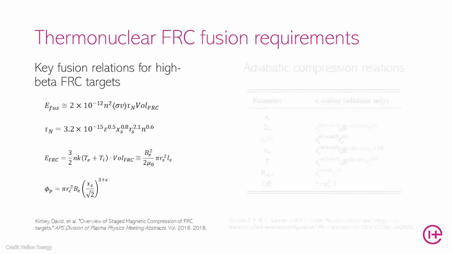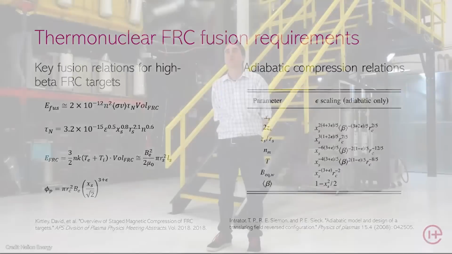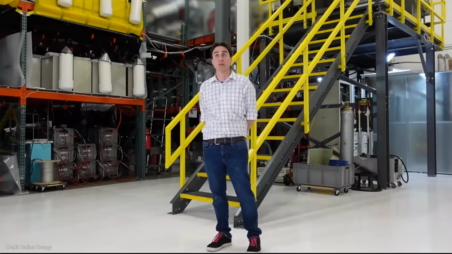Using these relationships and adiabatic compression, you can see on the right here are the final compression relationships. So for a given initial magnetic field and then a peak compression magnetic field, we can a priori design a system for the ion and electron temperatures as well as the densities required to get to fusion conditions. The other key requirement for field reversed configurations is stability.